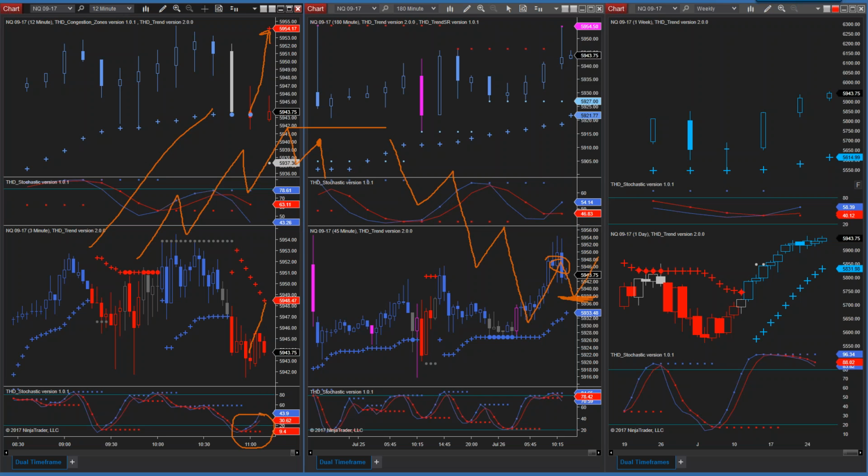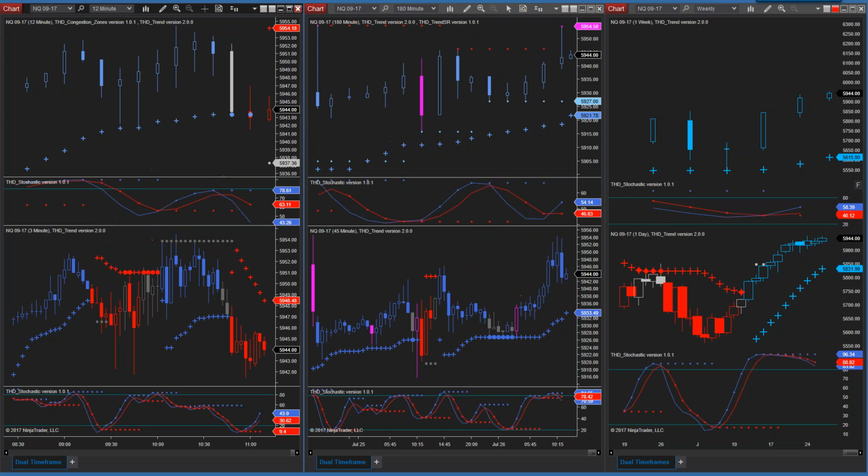So right now, when I'm looking at this, the one thing I would want to do is say, okay, we're making higher highs, we're making higher lows, we're making higher highs. Now, if we come back to here, this uptrend is still intact. Do y'all see that?